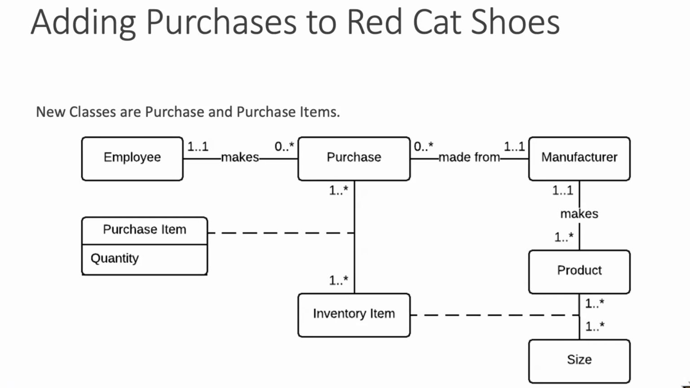And here, the product has one or many sizes. We are just going step by step, adding more classes to the diagram, and we are just creating different types of association. Here we have this purchase and inventory item. We have the purchase item as an association here, keeping the product. We have the inventory item as well.